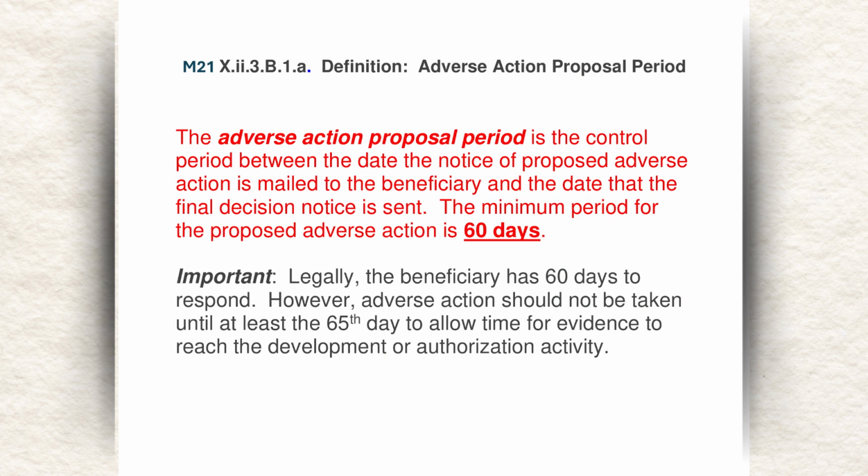Slide number 1. Here in slide number 1, definition of adverse action proposal period. It states, the adverse action proposal period is the control period between the date the notice of proposed adverse action is mailed to the beneficiary, which is you, the veteran, and the date that the final decision notice is sent. The minimum period for the proposed adverse action is 60 days.